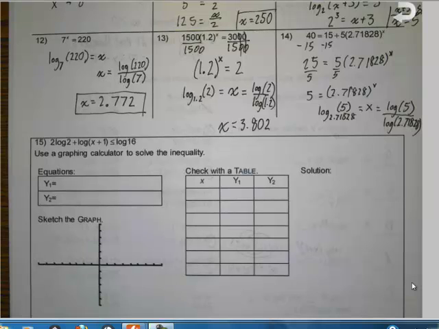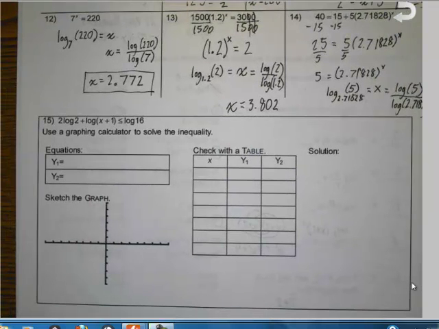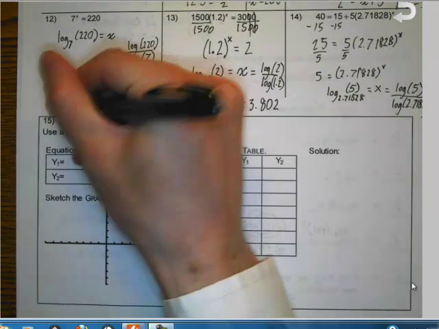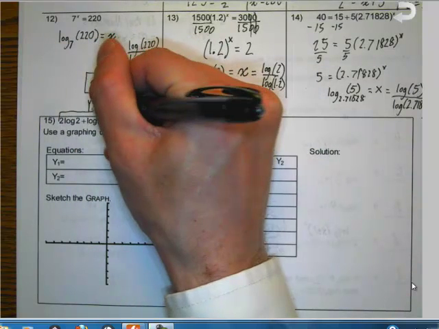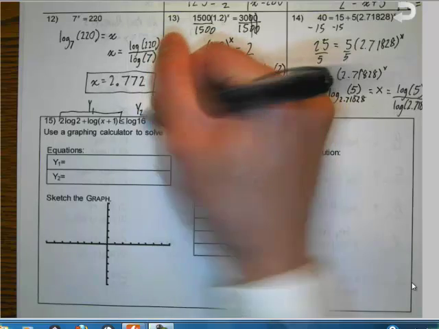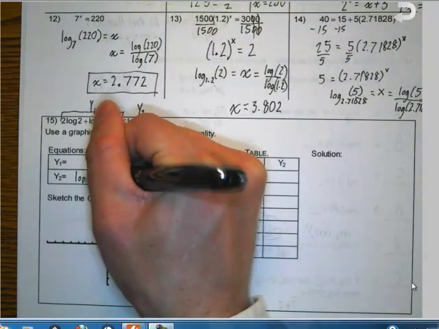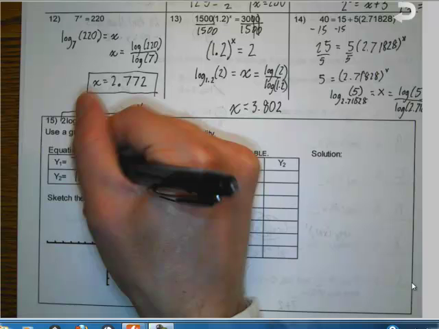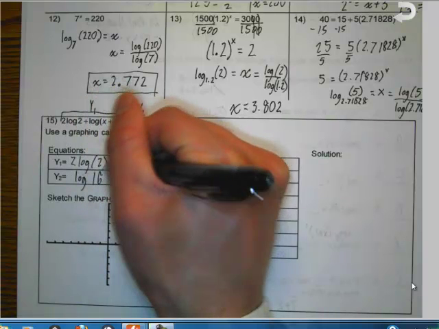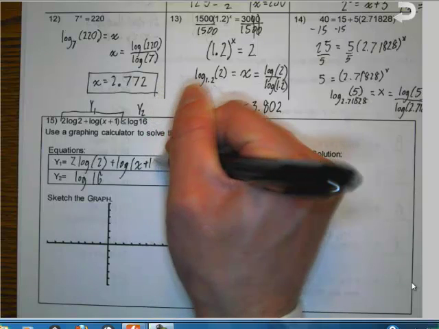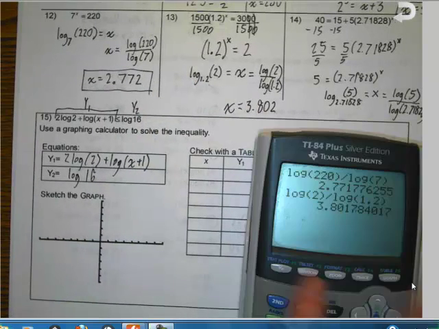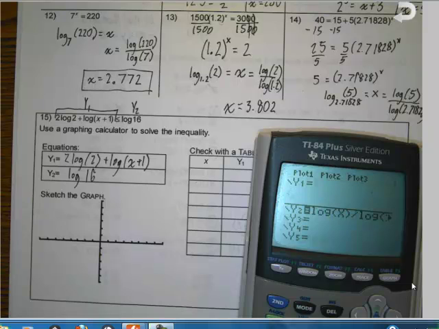For 15, your y1 is everything to the left of the inequality sign. Your y2 is the log of 16. Go on ahead and plug that into the calculator. The solution is best seen in the table.